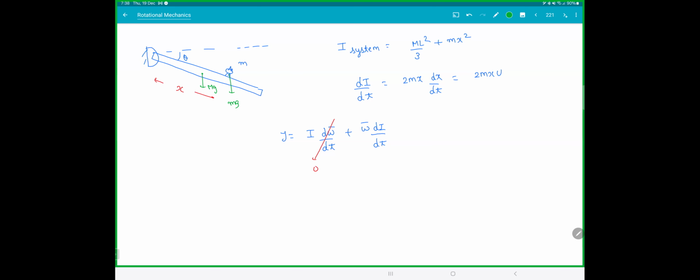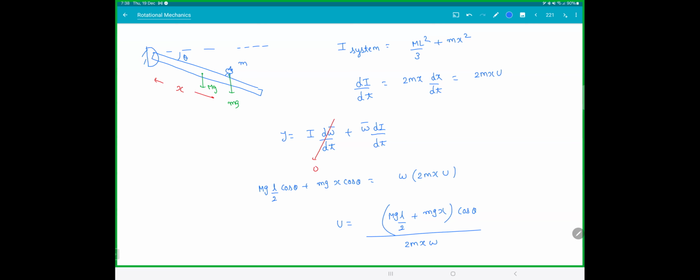See, the torque will be Mg L by 2 cos theta plus small mg x cos theta. That is equal to omega into 2mxu. There, you know everything except u. So shift it, you'll get the answer. u equals (MgL/2 plus mgx) cos theta divided by 2mx omega. There. Easy?